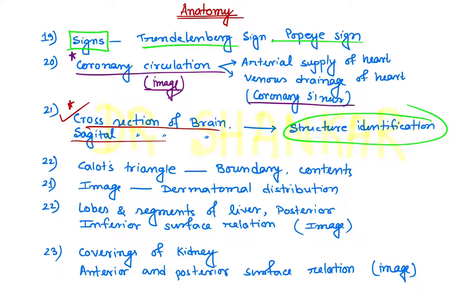These things are important from the anatomical image, cadaveric image point of view. Next thing, triangles are important, like Calot's triangle or hepatocystic triangle, their boundary and contents.